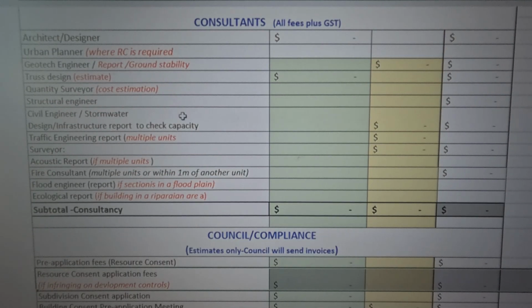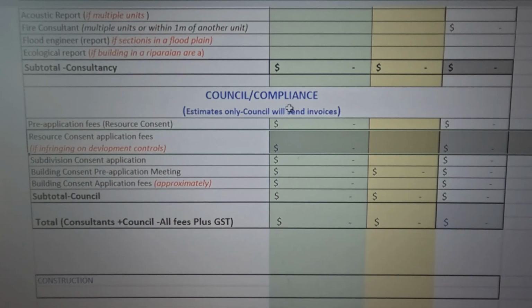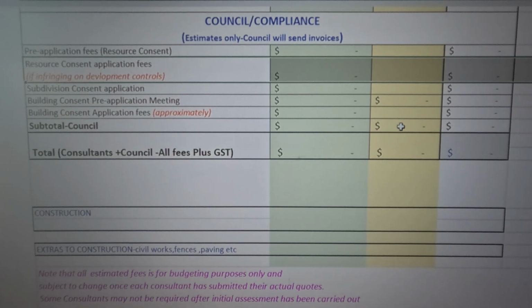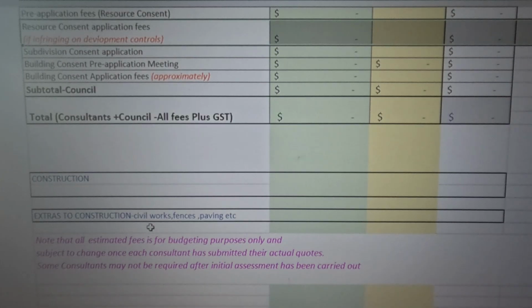And then you finish with your consultant fees, and then you have council compliance fees. So all these processes. Then let's assume you get your building consent. Now you come down to construction, now the real construction. So you've ticked off the above things, and now you're going to start putting shovels in the ground.